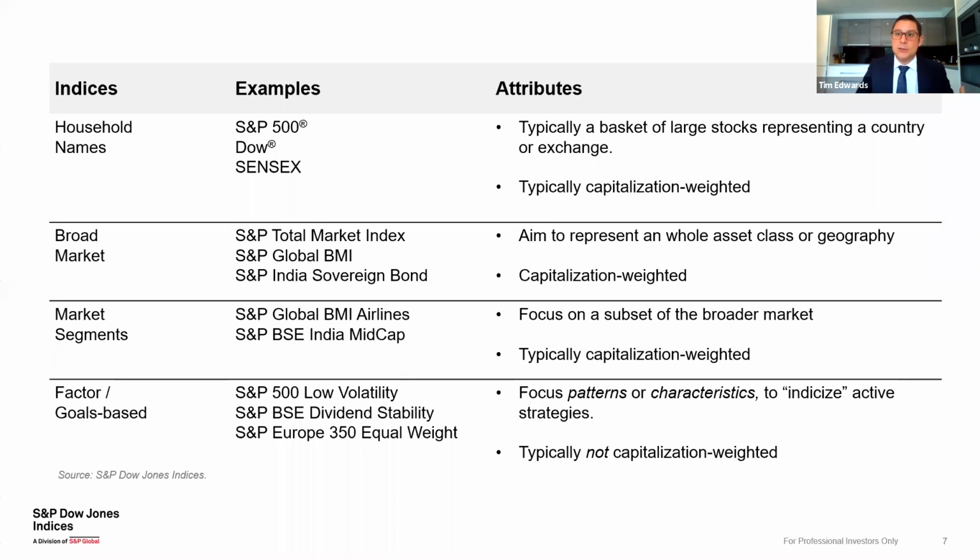And then finally, we will talk about some of these factor-based or goals-based indices, sometimes called smart beta, which are, rather than picking stocks based on their geography or their industry, it's actually looking for certain characteristics that might be, for example, lower risk, it might be a higher dividend, or it might be just weighting the index in a different way. So equal weight, for example, instead of capitalization weight. So those are the preliminaries, and those are the kinds of indices and how they're different.